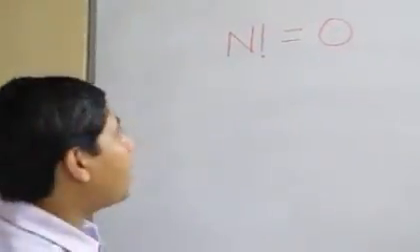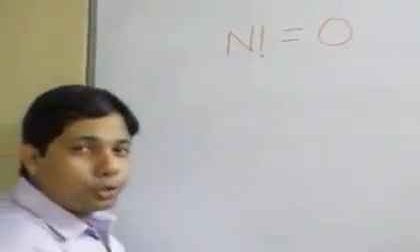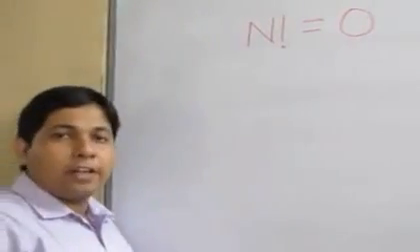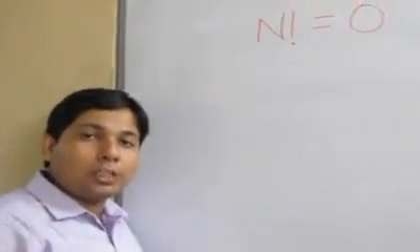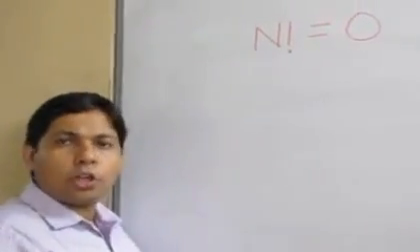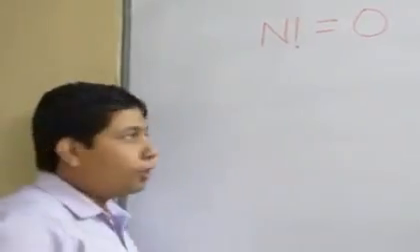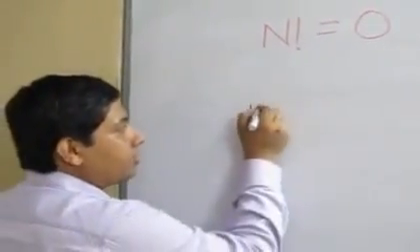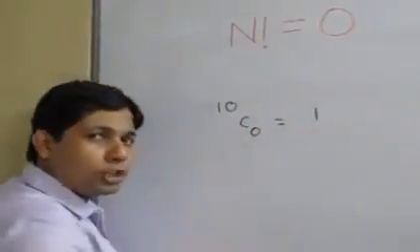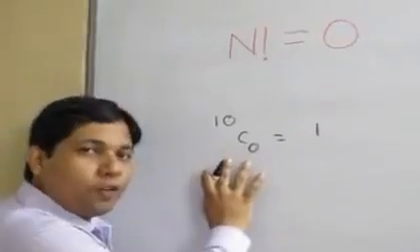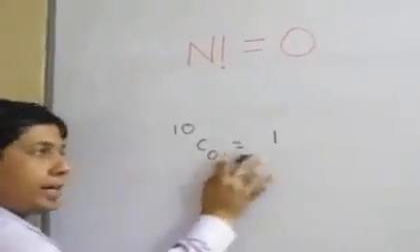Now we'll see why 0 factorial is equal to 1. Let's take a case. I have 10 friends. So out of 10 friends, I want to call none of them. How many ways can I do that? There is only one way. I will not organize a dinner party for them. So out of 10 friends, if I have to select 0 friends, how many ways can I do that? Only one way. By logic, if you apply the formula, we should get one only.